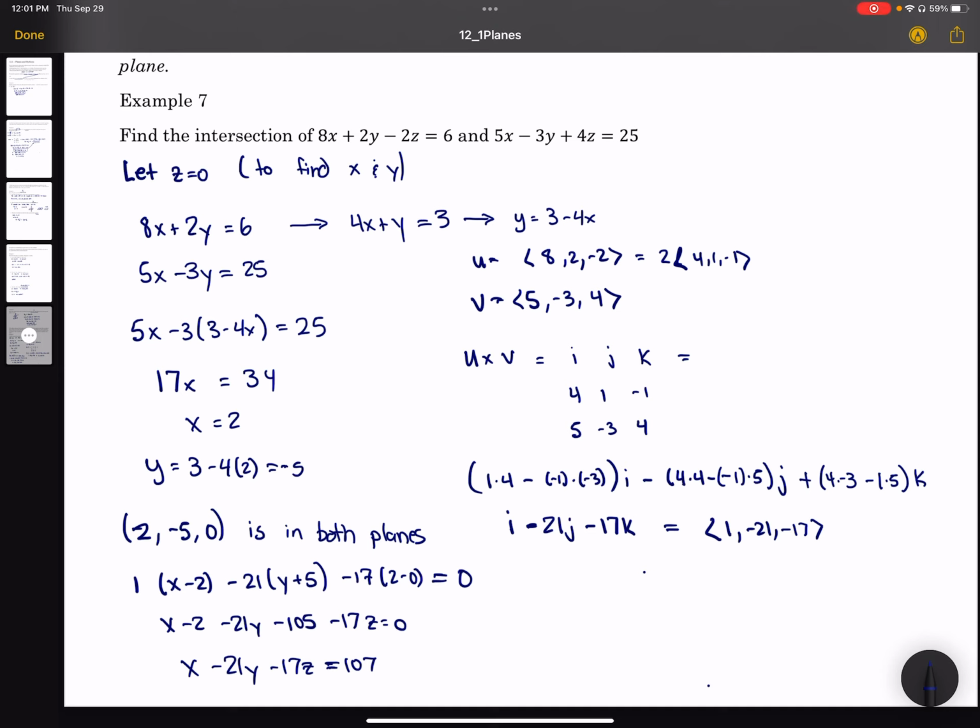And again, that's pretty easy to verify. If we substitute in 2, negative 5, 0, we're going to get that point. So we know it works. All right, so that concludes this video on planes and equations of planes and things like that.